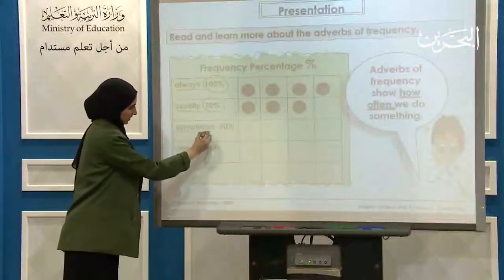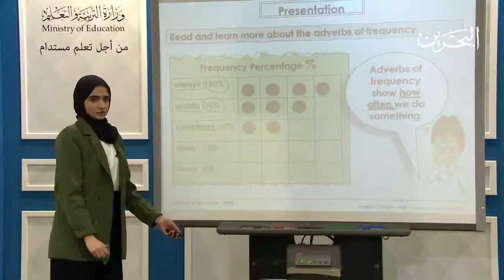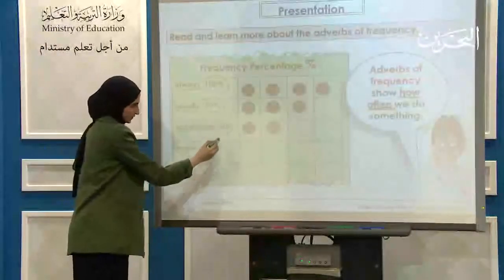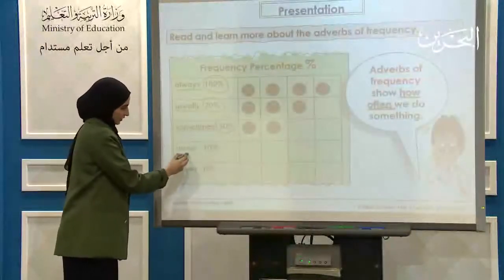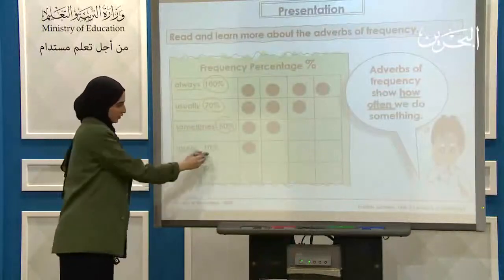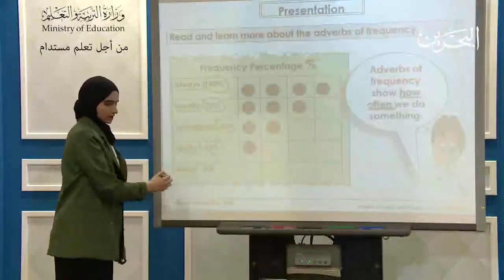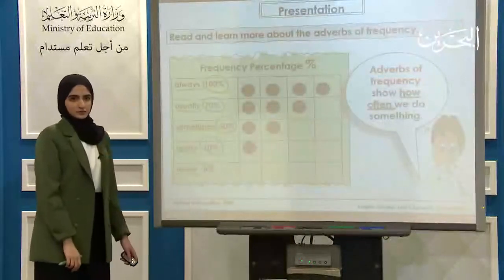Third, we have sometimes. It means sometimes you do it and other times you don't do it. It means 50%. We have rarely. It means almost never, only 10%. And the last one we have never. It means you don't do it at all.